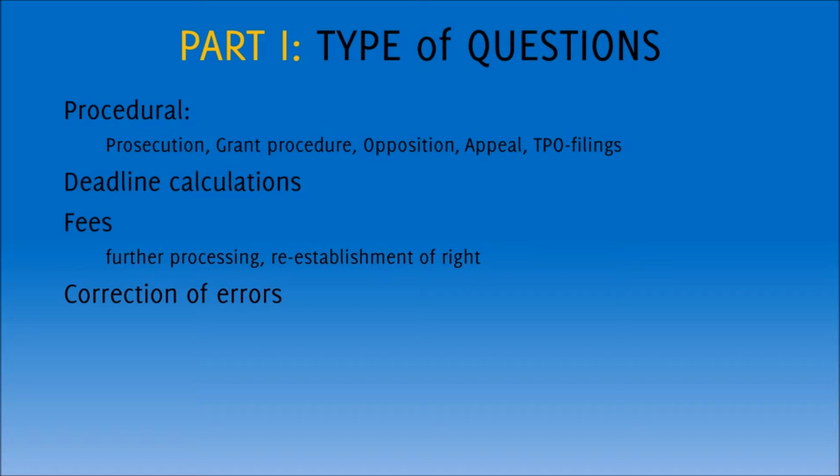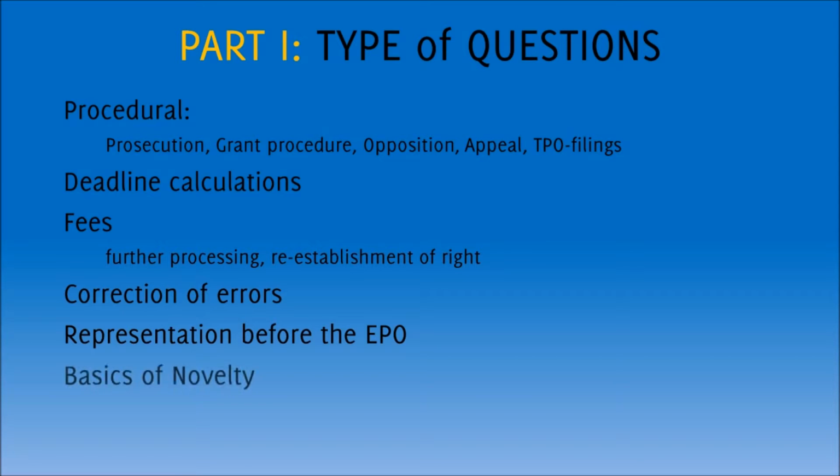Another topic which sometimes comes up is so-called corrections of errors. For example, what happens if an inventor has not been named, or an error in a sequence filing, stuff like that. A representation before the EPO is also important, especially the question who can do which procedural steps before the EPO with and without representation.